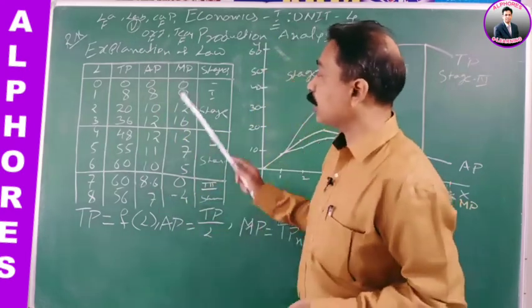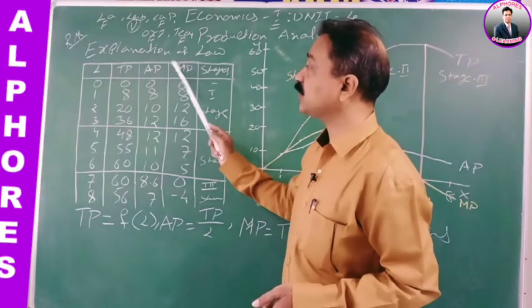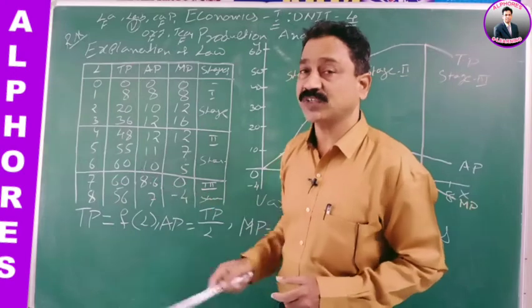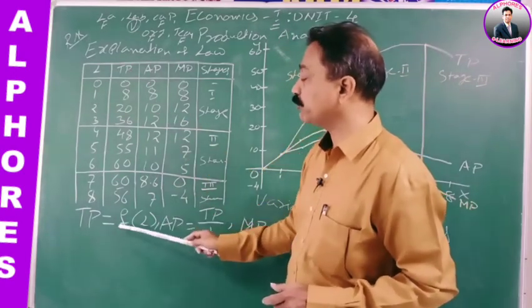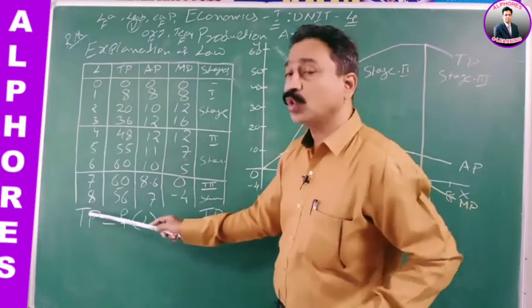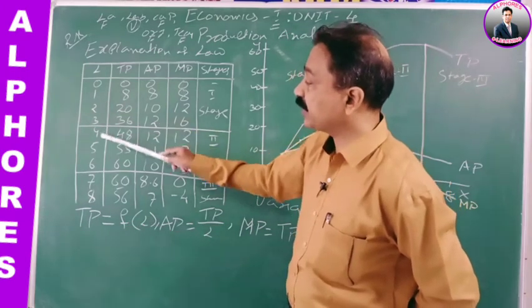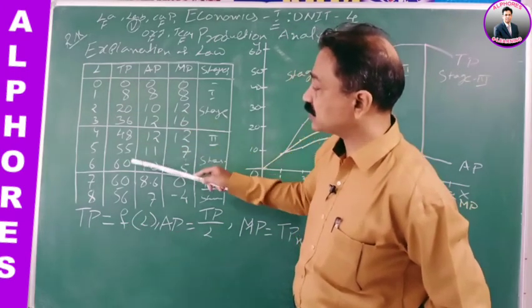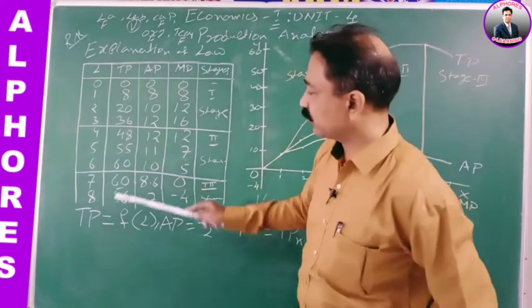Now we will see, first, how this total product, average product, marginal product depends on what? Total product depends on the labor. TP is equal to F of L. That is, in simple language, total product have a functional relation with labor. As the labor increases, total product increases, becomes constant and decreases. You have seen this.